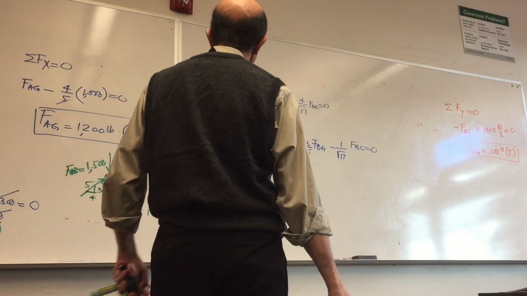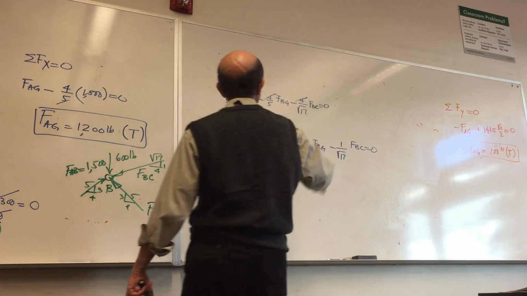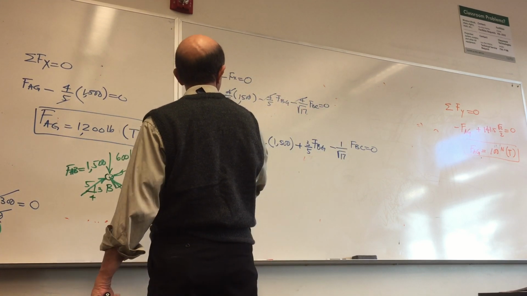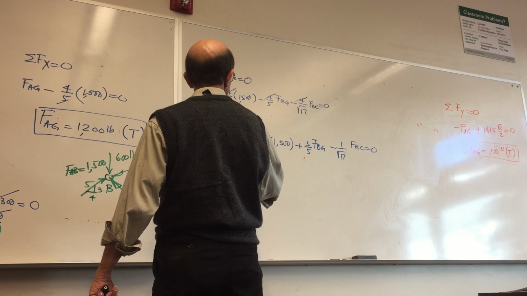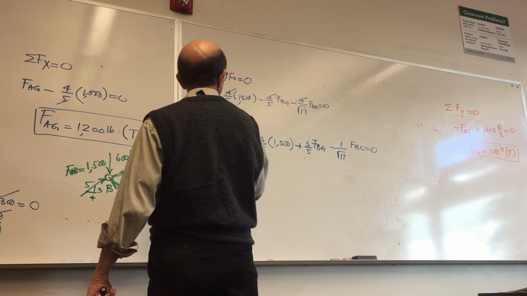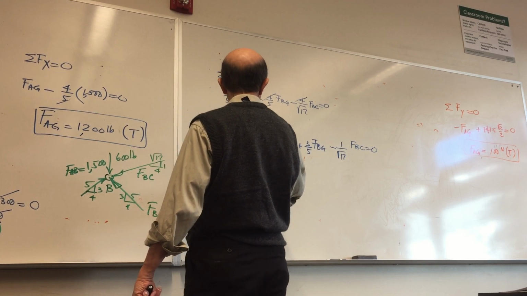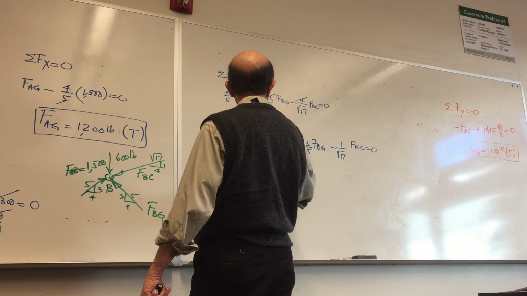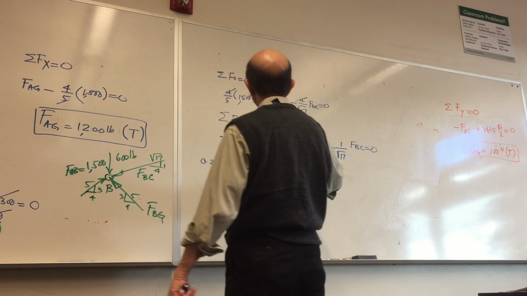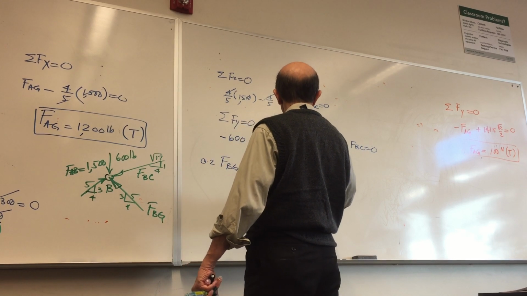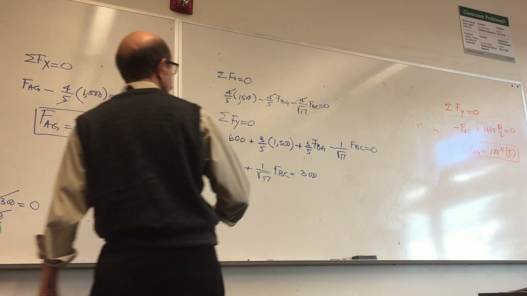I can simplify it at least a little bit because this is going, so I have FBG, 0.2 plus 1 over square root of 17 FBC is equal to 300, this is equation 1. I'm not sure if that helps.